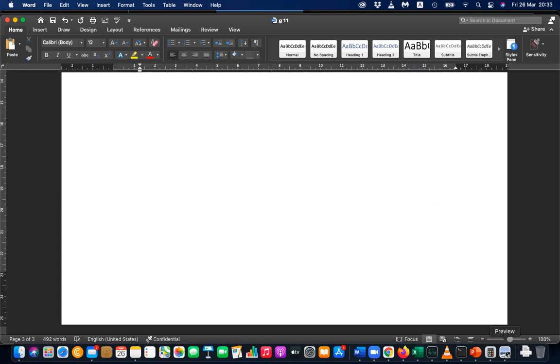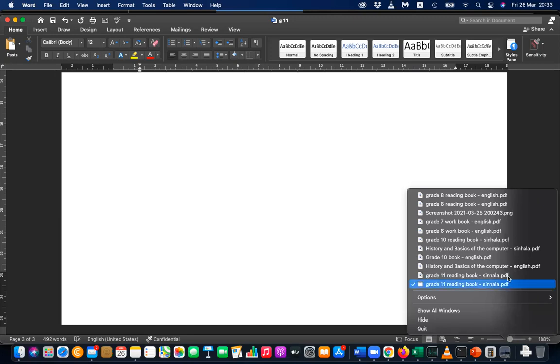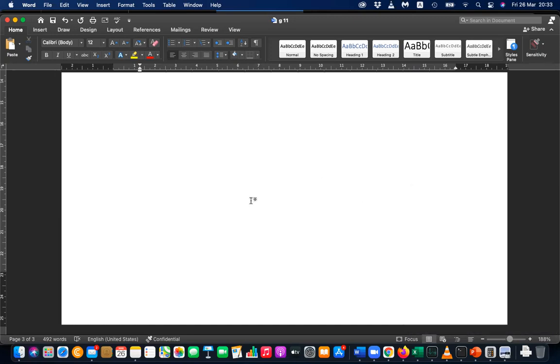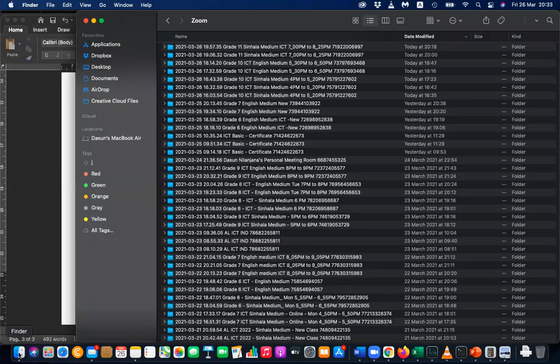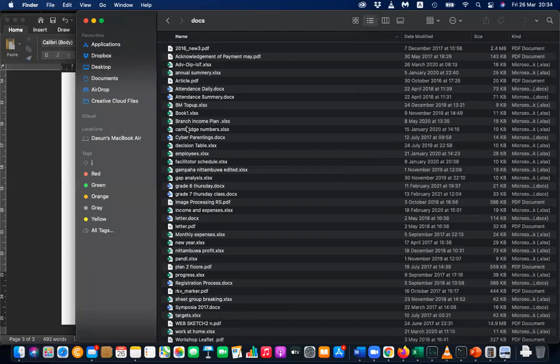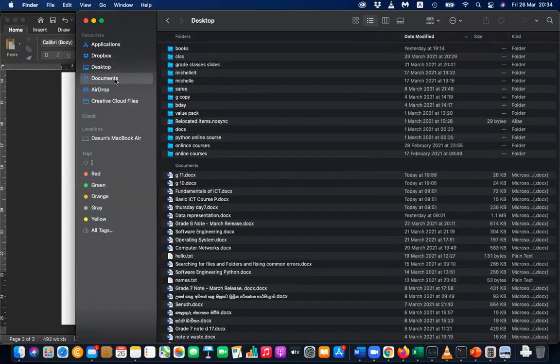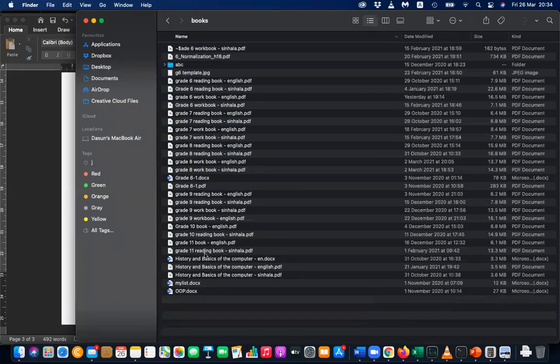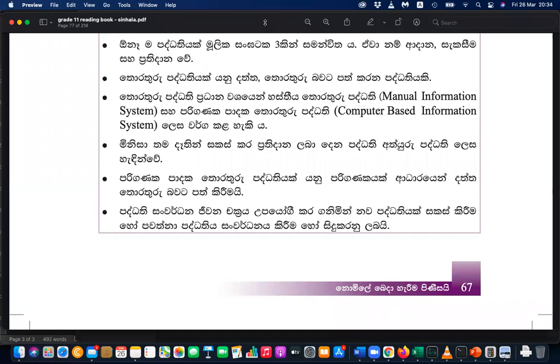So that is our second lesson in the grade 11 book. Please open the book and let's go to the second lesson, which is system development, software development and system development life cycle. Chapter number 2.